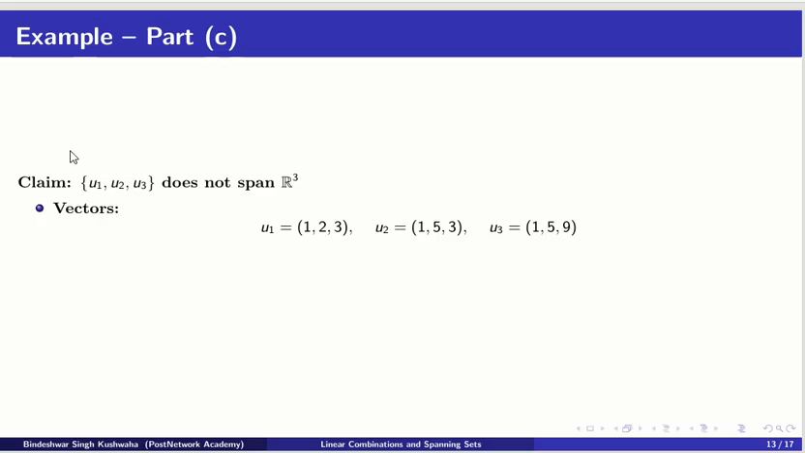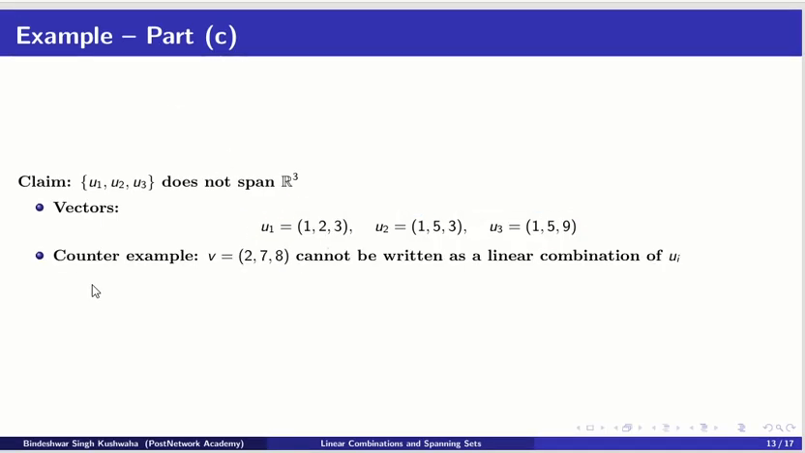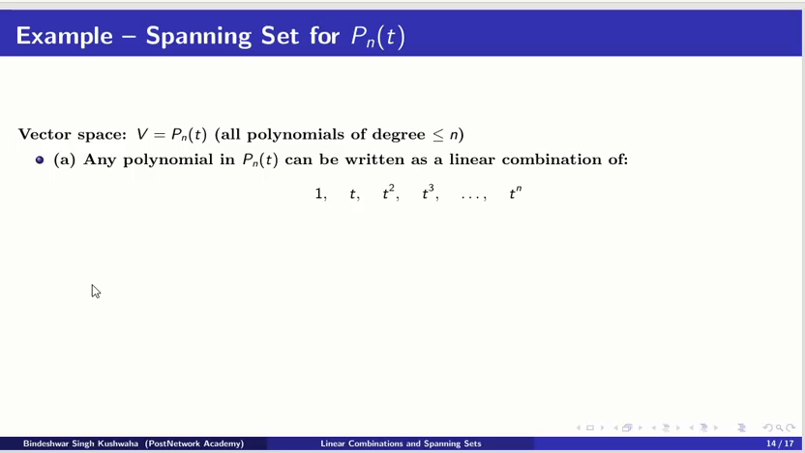Here, these three vectors cannot create or span all vectors of R3. Let us see a counterexample. (2, 7, 8) cannot be written as a linear combination of the ui. You can check it. Now let us see a spanning set for polynomials. In the same way, these terms can span any polynomial expression of the vector space P_n(t).